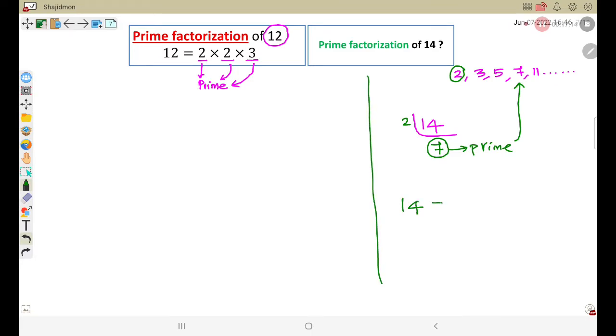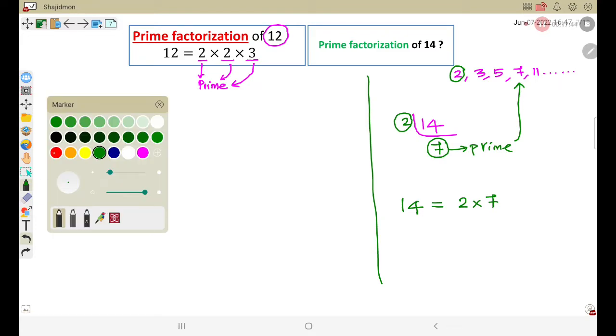How can we write 14? 14 means these two numbers, see, here 2, here 7. So 2 multiply 7 is 14. 2 is a prime number, 7 is a prime number. So we write 14 equal to 2 multiply 7, prime numbers multiplied. Okay, 2 is a factor, 7 is a factor, 2 is a prime number, 7 is also a prime number. So by multiplying primes we get that number. This is what we call prime factorization.